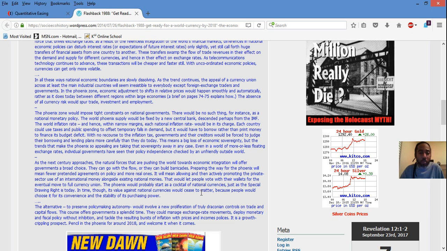The phoenix would probably start as a cocktail of national currencies, just as the special drawing rights is today. That's the SDR. In time, though, its value against national currencies would cease to matter because people would choose it for its convenience and the stability of its purchasing power. So the only way, like I said, that they're going to do this is they have to create a problem that's going to force every country to have to accept this.